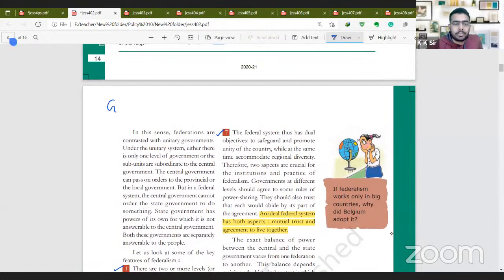So after implementation of GST, what do you think? Has it increased our federalism or reduced our federalism?